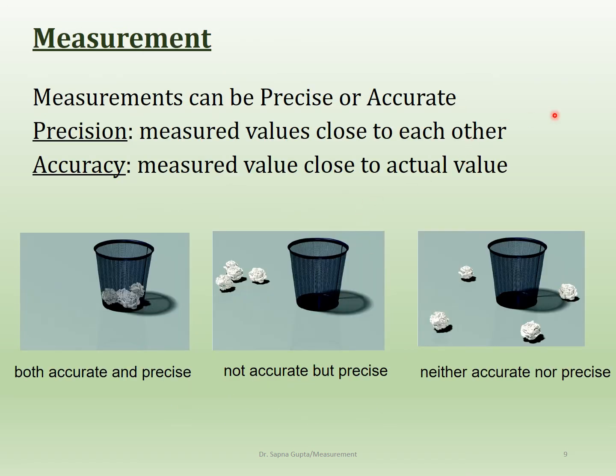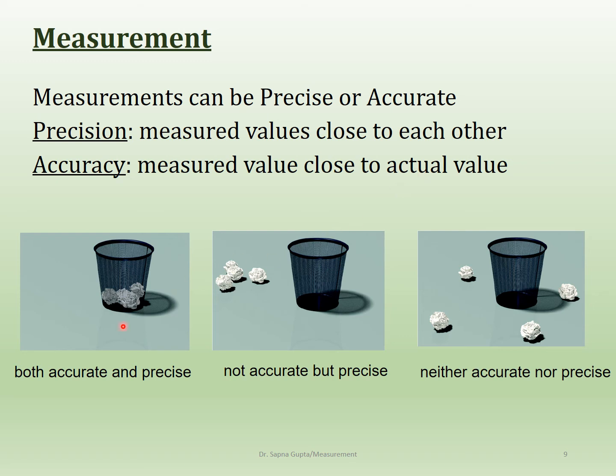Now for measurement again, we've talked about how to measure things and what are the units. There are two other things that need to go with measurement, and that is whether it is precise or accurate. Precision means that the values are actually close to each other, and accuracy means that it is actually close to what the value should be, okay, which means the actual value.